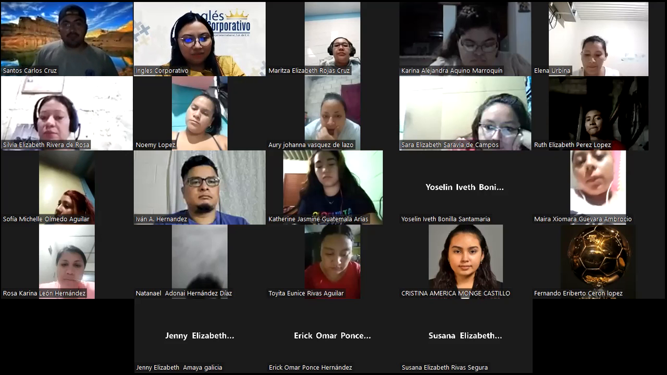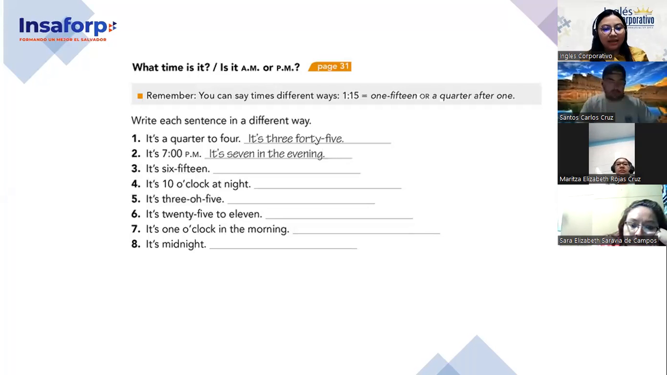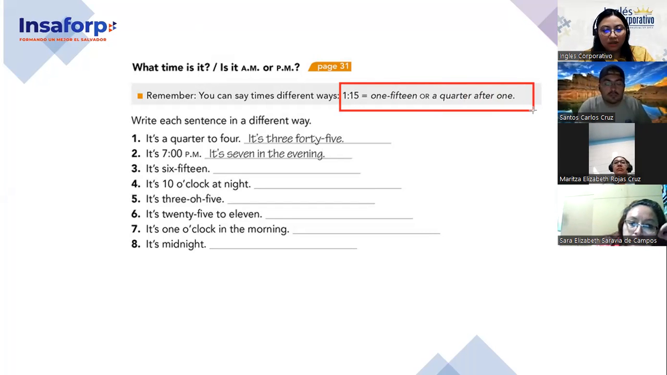Let's have the last activity expressing the time. Look at this activity and we are going to complete this exercise. What time is it? Is it a.m. or p.m.? Remember, you can say times in different ways. For example, we can say 1:15 or a quarter after one. Yesterday we were practicing.